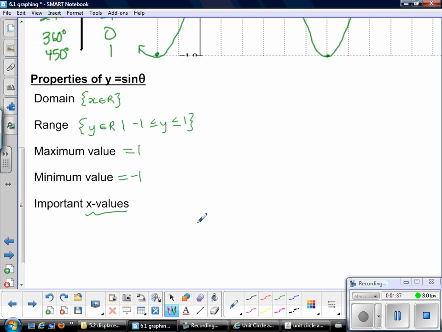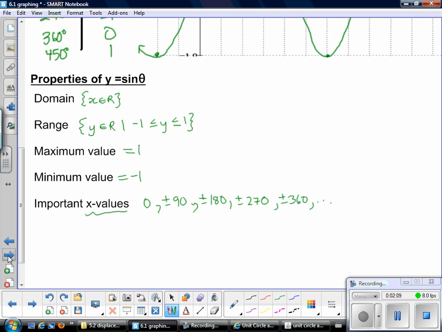So the important x values are 0, plus or minus 90, because we could go 90, positive or negative, plus or minus 180, plus or minus 270, plus or minus 360, and we could keep on going. Okay, so those are the important x values that we're concerned about.